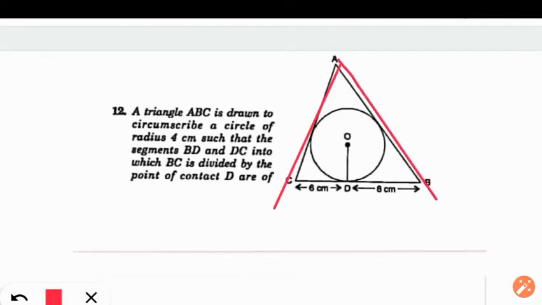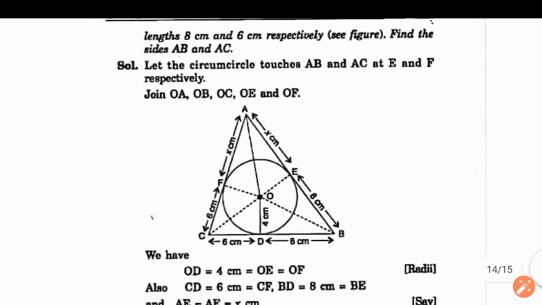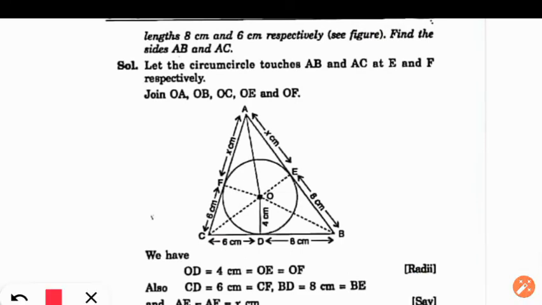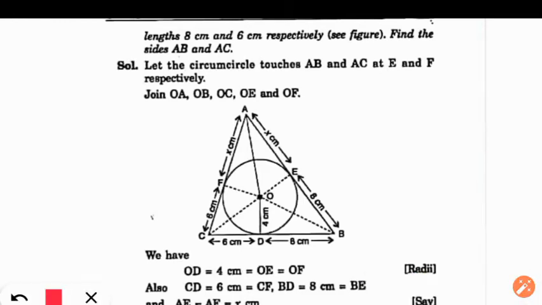So how are we going to do this? First of all, let us consider the two tangents, AB and AC, which touch the circle at the points E and F. Now join OA, OB, OC, OF, OE, join all of these.